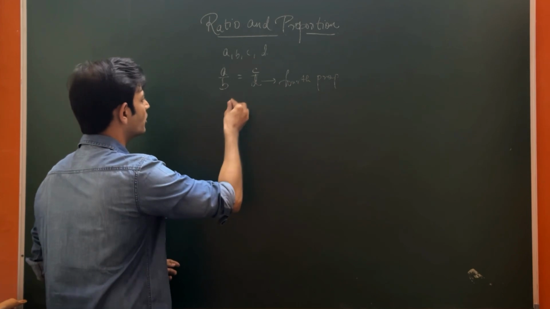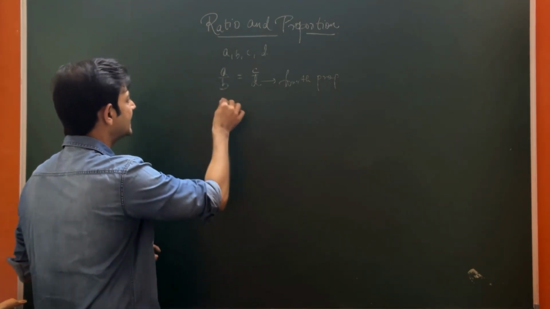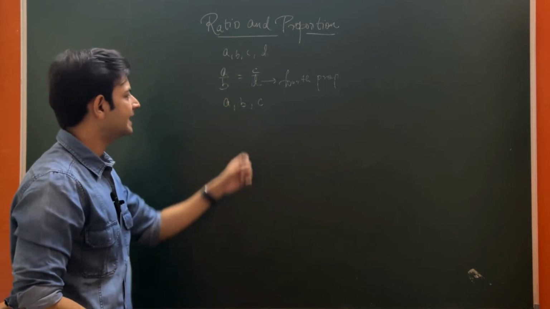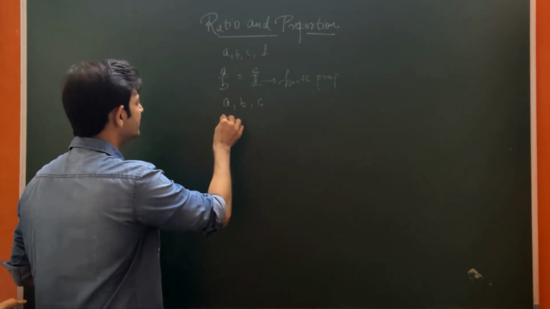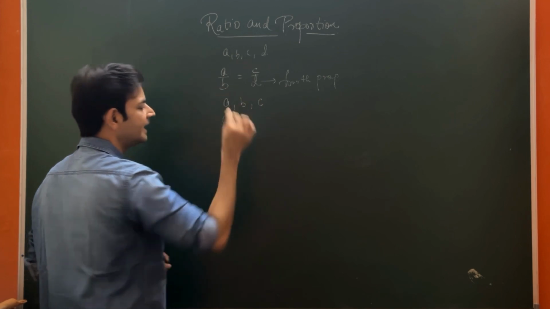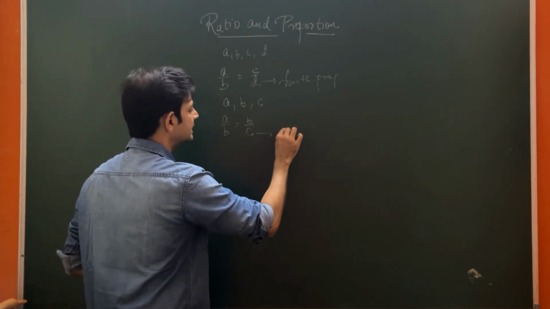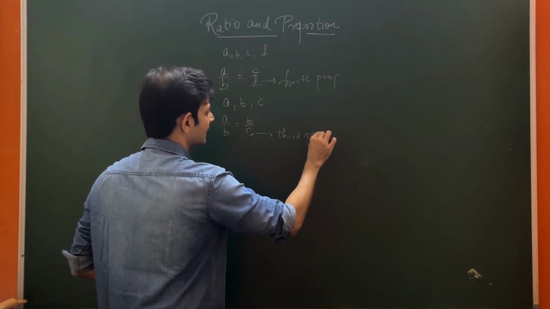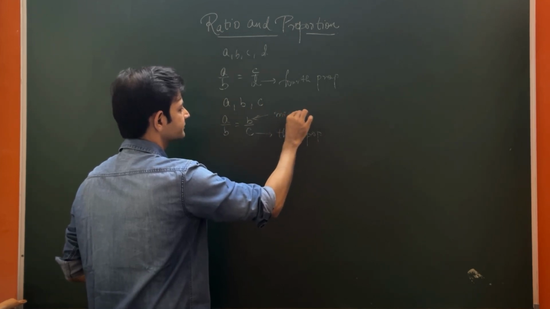Similarly, we have one more thing called continued proportion. So this is our normal proportion. In continued proportion, we just have three quantities, and the middle quantity is the relation between both of them. So it will be A by B is equal to B by C. Here C is called the third proportional and B is called the mean proportional.